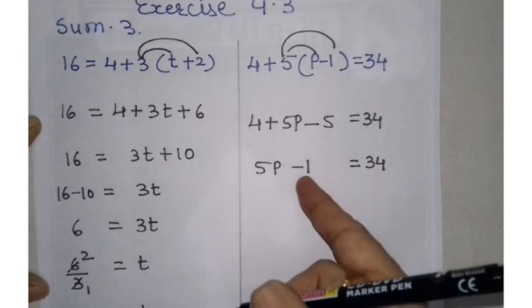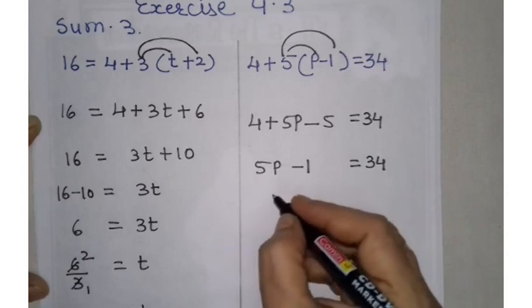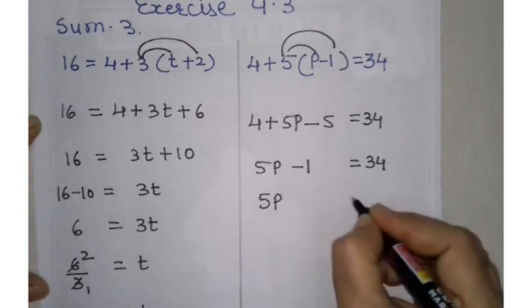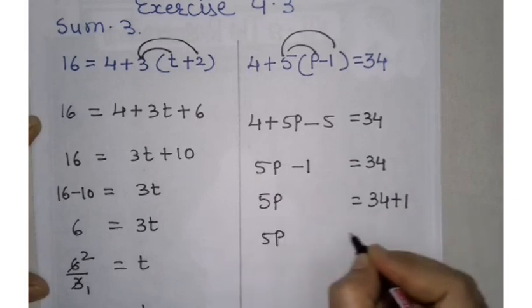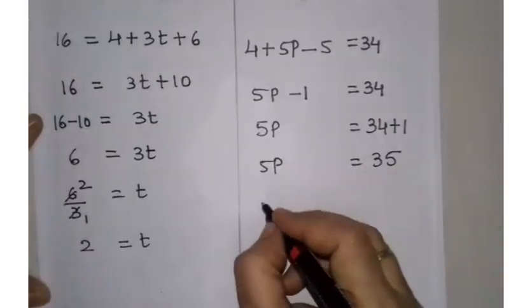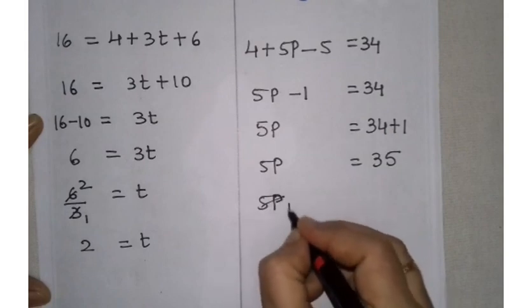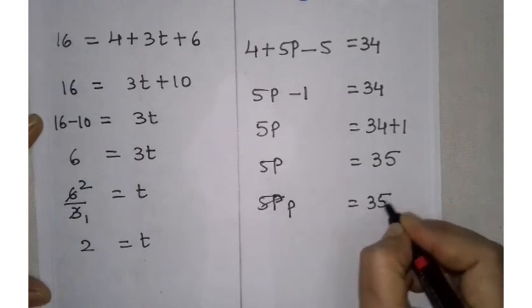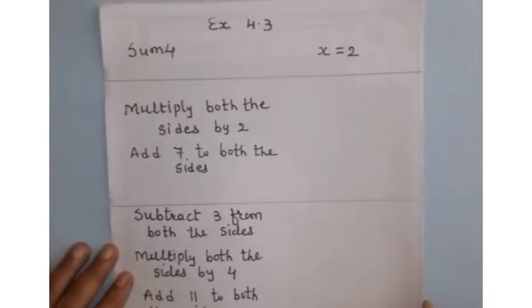Now this minus 1 over here on the right hand side, yes, we will write as plus 1. So 5p is equal to 34 plus 1. So 5p is equal to 35 and then p is equal to 35 upon 5 and so p is equal to 7. Understood? Clear? Now moving to sum number 4.